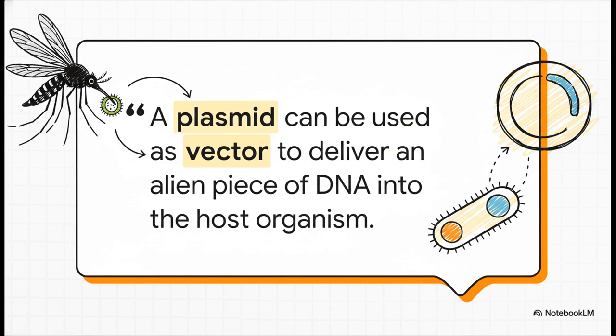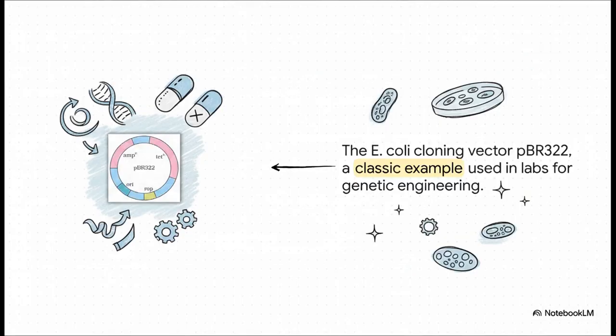In the same way, we can use a plasmid as a vector to carry our alien piece of DNA into a host organism. And here is a legendary workhorse of genetic engineering, the cloning vector pBR322. This diagram is pure gold for your exams. Let's break it down. See where it says ORI? That's the origin of replication. It's the start copying signal for the cell.